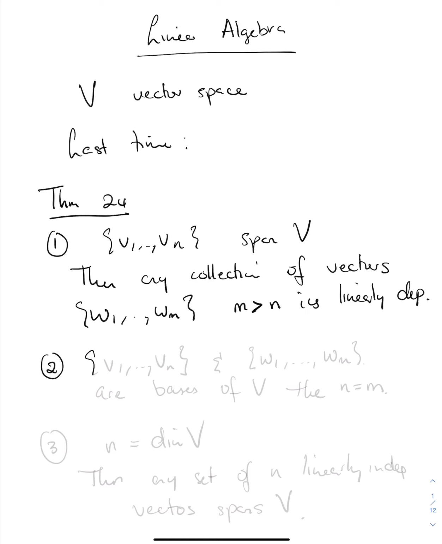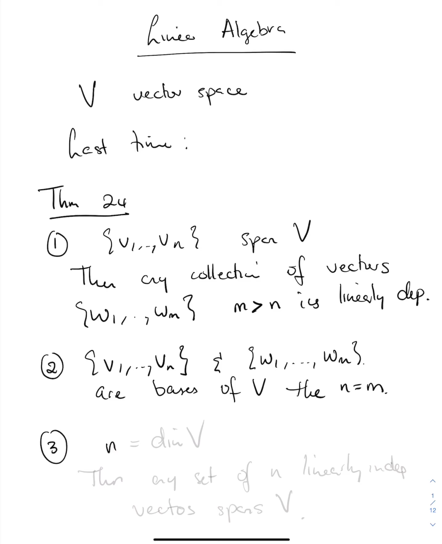Statement 2, if we've got some vectors v1 through vn and another collection of vectors w1 through wm, and these form bases for our vector space, then they have to be the same size.